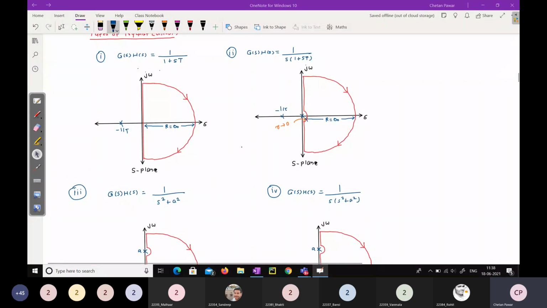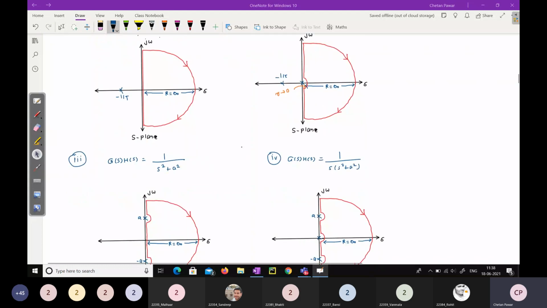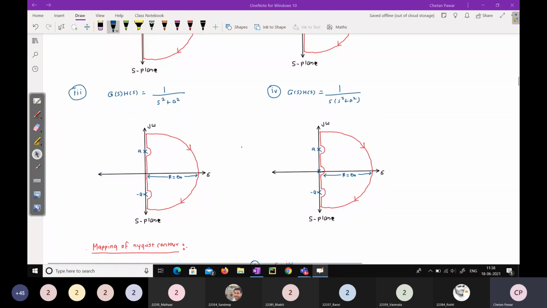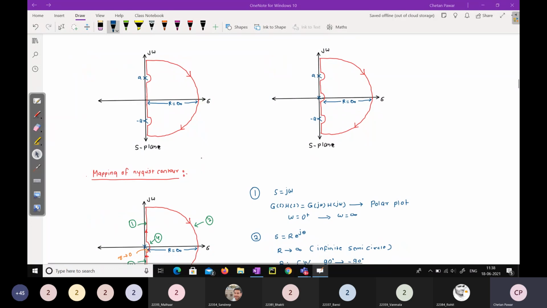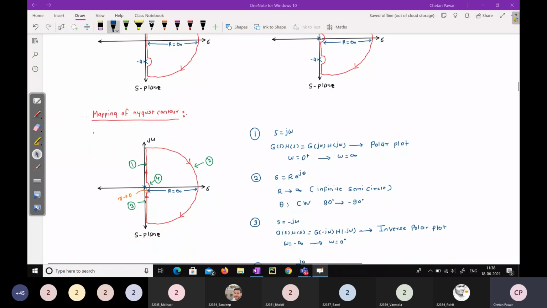If you want to draw the Nyquist plot for any open loop transfer function, you just need to draw the Nyquist contour first, and then map that Nyquist contour using the open loop transfer function into the Nyquist plot in the GH plane. So let us see how the mapping of the Nyquist contour is done.